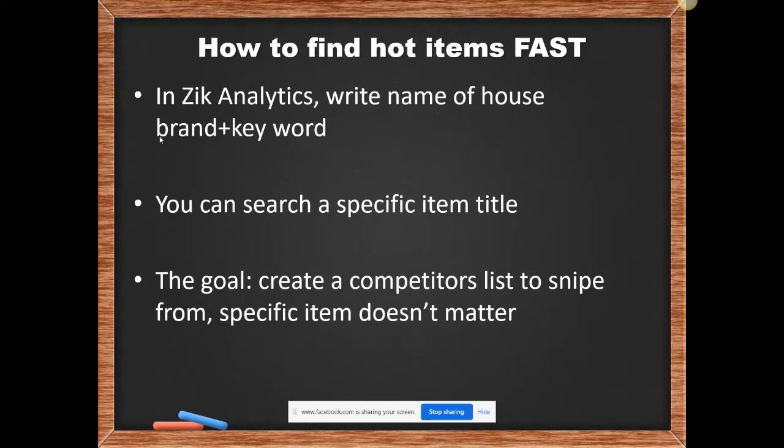But you can also search a specific item title. You can go to Walmart.com, go to Mainstays, find a specific item, copy its title, and search the title in Zik. Don't worry, we'll do everything together in just a bit. But just so you have our goal in mind: our goal is not to find a specific item to sell. Our goal is to find other dropshippers, other competitors, so we can snipe their items.